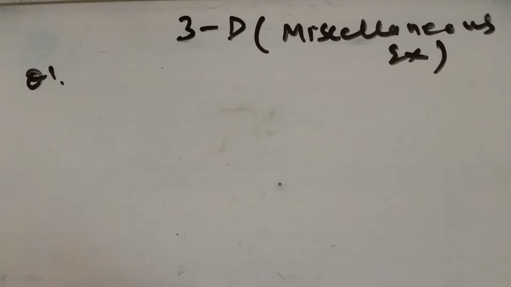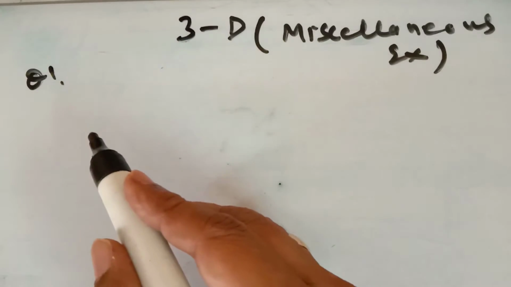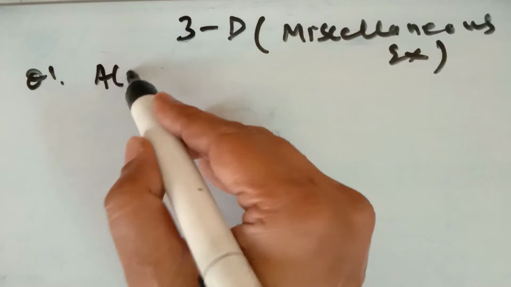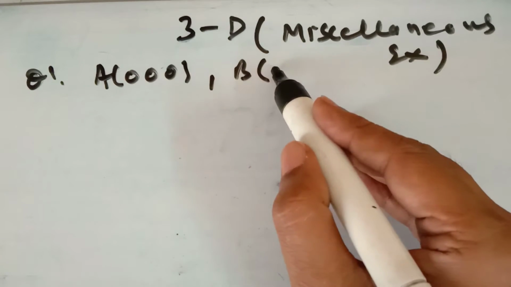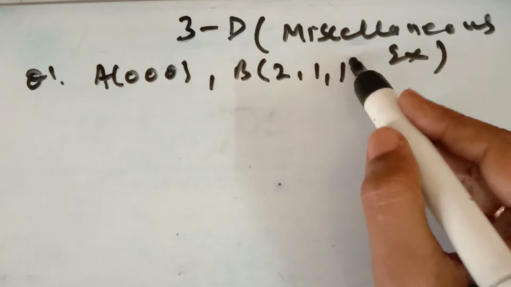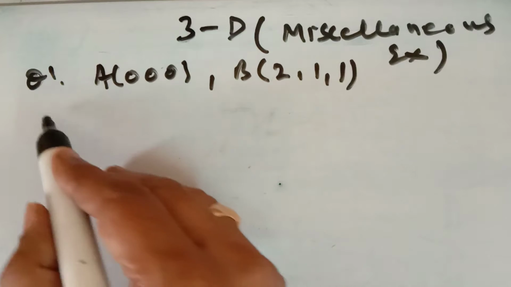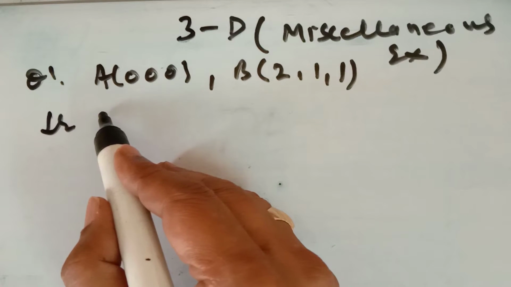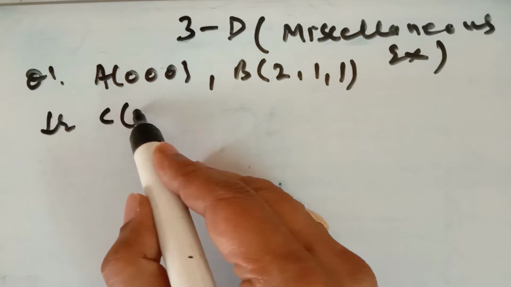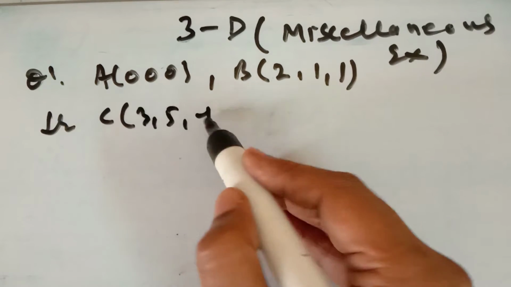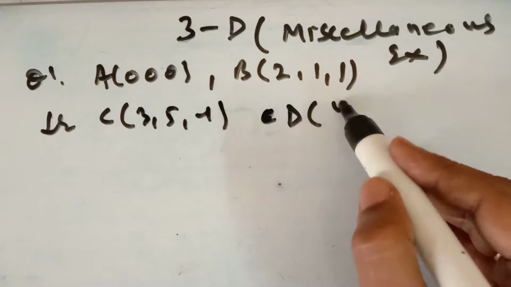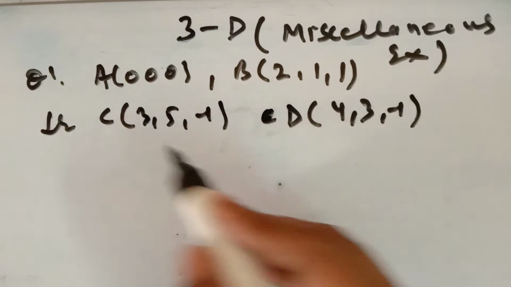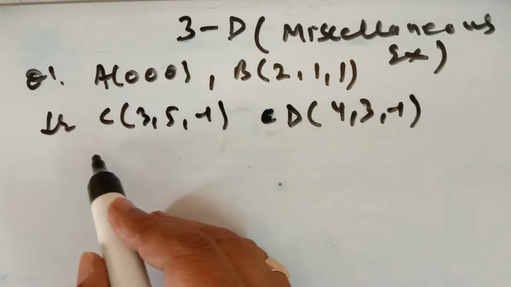In question number 1, you have to show that the line joining the origin, with coordinates 0, 0, 0, and the second point 2, 1, 1 is perpendicular to the line segment joining the points, let us call it C, 3, 5, minus 1 and D, 4, 3, minus 1. You have to prove that AB is perpendicular to CD.